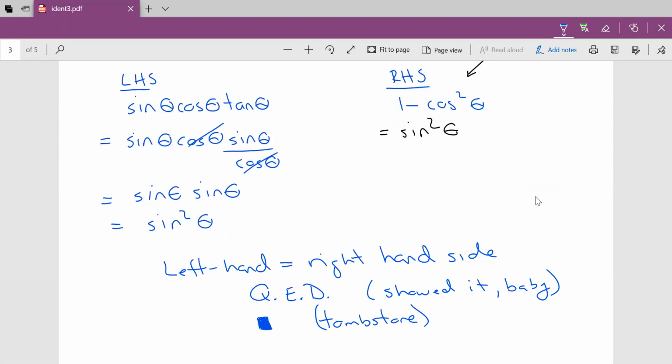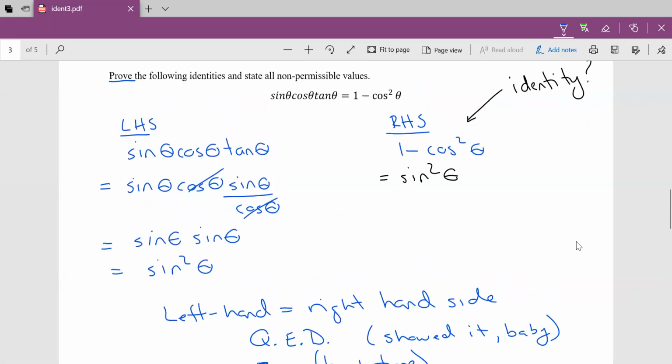However you do it, you must write me a concluding statement. That's what you're going to have to do for full marks. Now, a couple of other things that are going to cost you marks on a test. Not having equal signs. Equal signs are showing me equality. You must have equal signs.